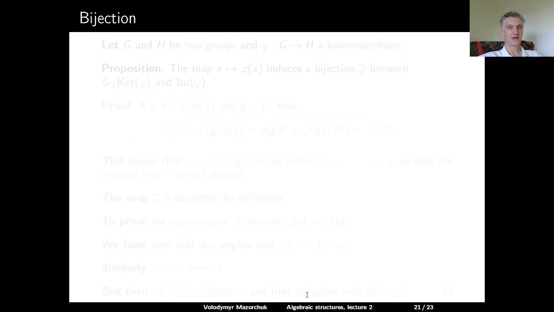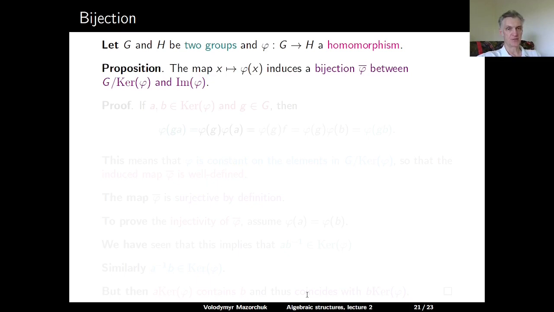And finally, the final property is the bijection which is induced by any homomorphism. So let G and H be two groups, and phi a group homomorphism from G to H. Proposition: the map phi, which sends the element x to phi of x, induces a bijection, which is usually denoted phi overlined, from the set of all left kernel phi cosets in G to the image of phi. Proof. First of all, let us check that this is well defined.